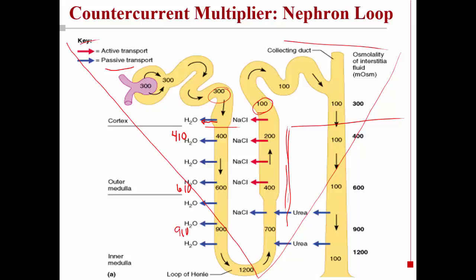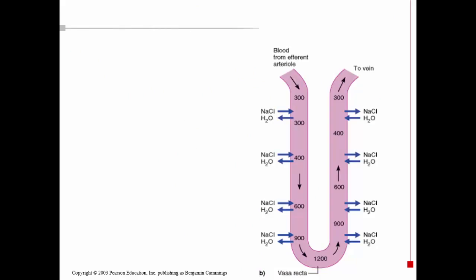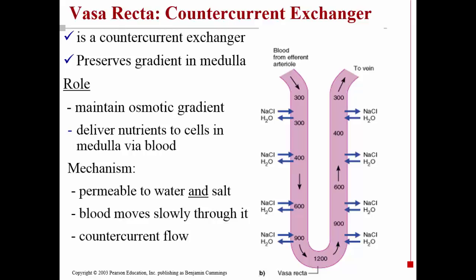That is its role. Now let's take a look at the Vasa recta, which is called the countercurrent exchanger. Its job is to preserve that gradient that was just produced by the nephron loop. So the gradient that is in the renal pyramid, you want to preserve that, because if you don't, you can't make the dilute urine. And its job is to do that, to maintain the osmotic gradient. Its other role, of course, is to deliver nutrients to cells of the medulla via the blood.